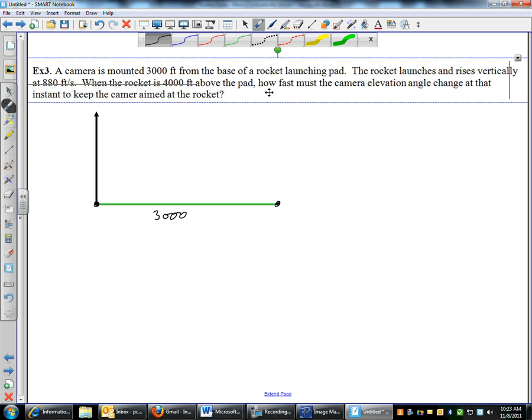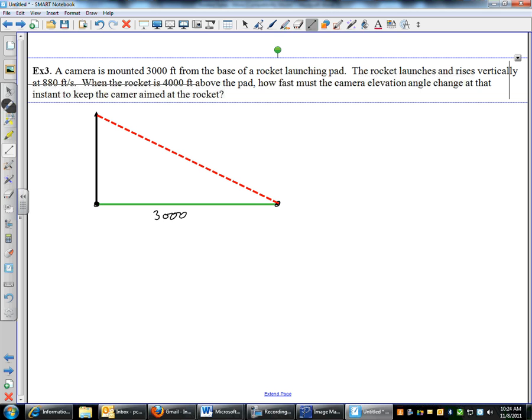When the rocket is 4,000 feet away, how fast is the camera angle of elevation changing? Ooh, so the camera is tracking the rocket, right? So the camera is going to start following the rocket down here, and then it's going to follow it, and the camera is going to move up, right? And it's talking about that elevation angle.